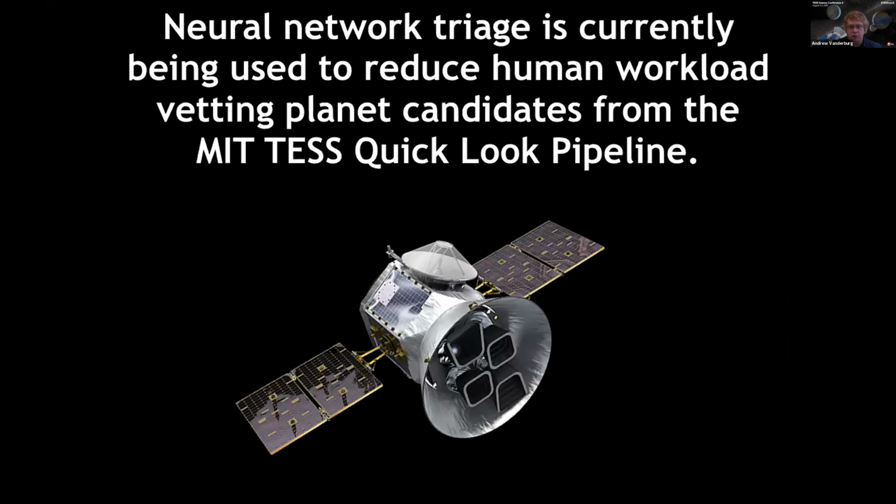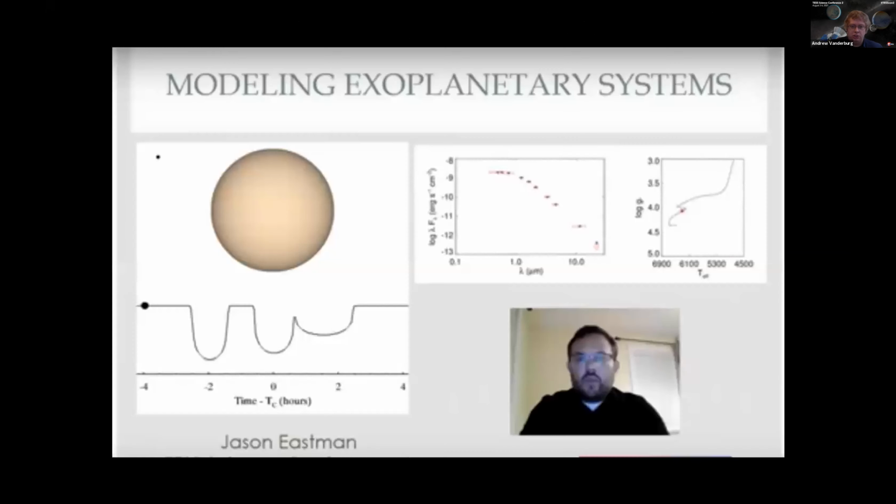This has become fairly common. In fact, we're already using neural network triage to reduce human workload for vetting planet candidates from the MIT Quick Look pipeline. So if you work with any planet candidates from the MIT Quick Look pipeline after, say, sector 6 or so, they probably have gone through a neural network before coming to you. So once we have this system to send these planets on without as much human effort as was needed before, we can then send Jason lots of nice exoplanet candidates so he can model them with ExoFast. And that's all I've got.